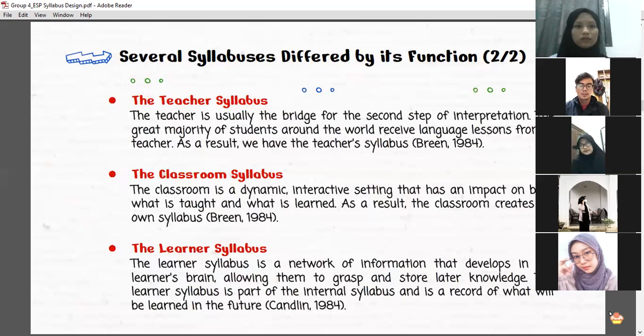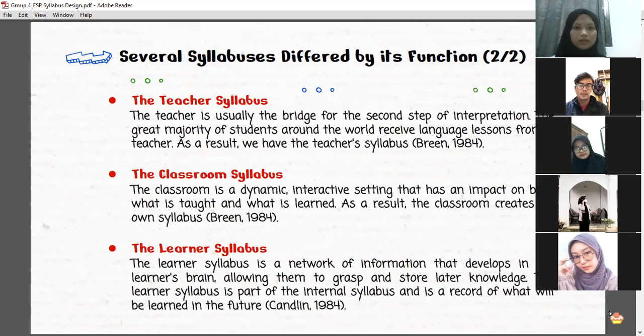Next is the classroom syllabus. Breen in 1984 stated that what is planned and what really happens in a lesson are two different things, as any teacher knows. So a lesson is a communicative event that is the result of several factors interacting. The classroom thus creates circumstances that influence the nature of a planned lesson. The classroom is a dynamic, interactive setting that has an impact on both what is taught and what is learned. As a result, the classroom creates its own syllabus. It is stated by Breen in 1984.